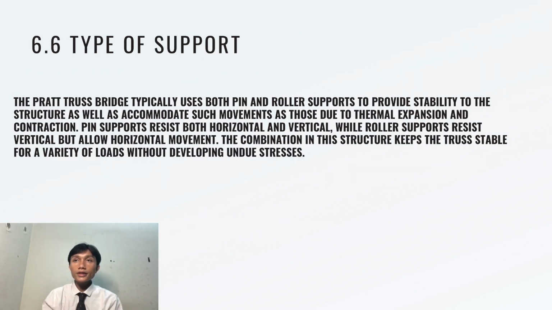Type of support. The Pratt truss bridge typically uses both pin and roller supports to provide stability to the structure, as well as accommodate such movements as those due to thermal expansion and contraction. Pin supports resist both horizontal and vertical movement, while roller supports resist vertical but allow horizontal movement. The combination in this structure keeps the truss stable for a variety of loads without developing undue stresses.